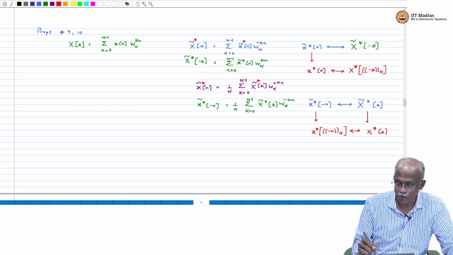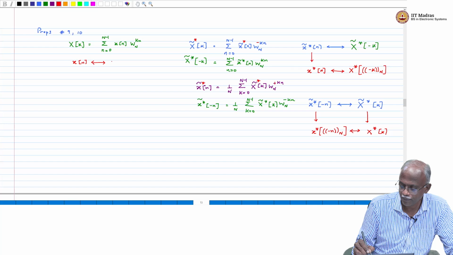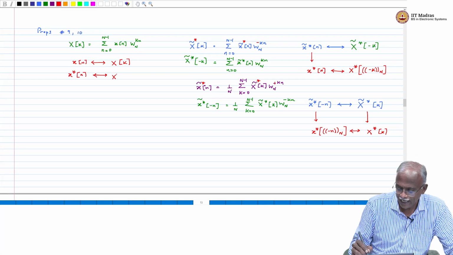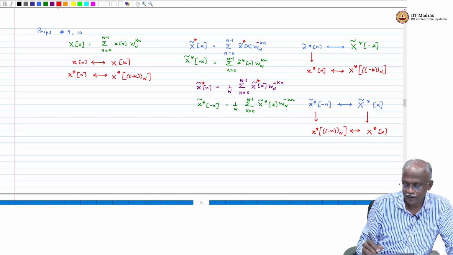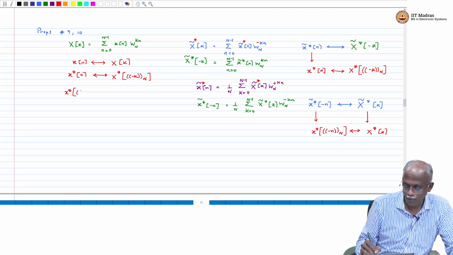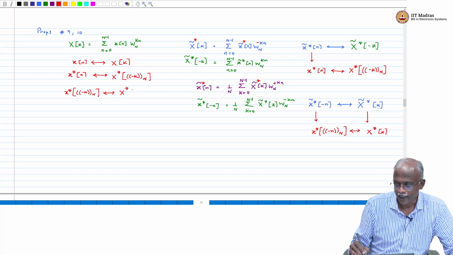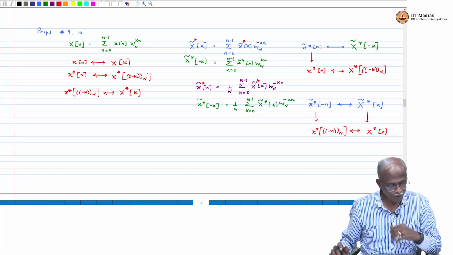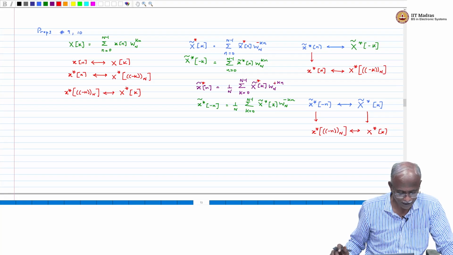So we have two relationships: if x of n has a DFT relationship given by X of k, then x conjugate of n has a DFT relationship given by X conjugate of minus k modulo N, and x conjugate of minus n modulo N has the DFT relationship given by X conjugate of k. These are the three foundational results that we need for the symmetry properties that we will be deriving.